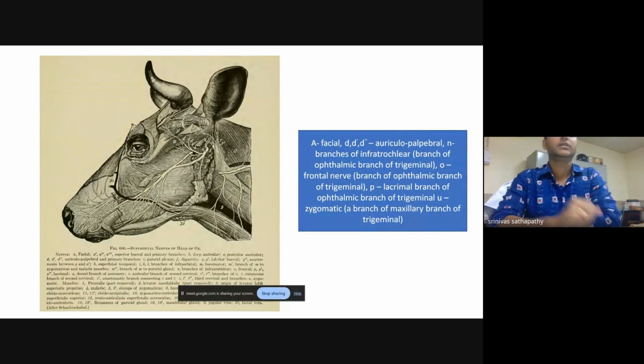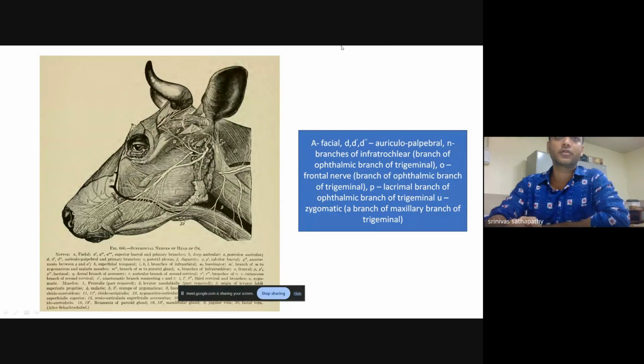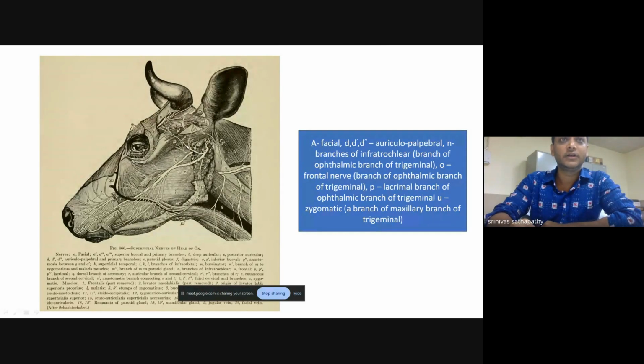Now if you see the sites before going to the nerve block, you can see this one, D1, this is the auriculopalpebral nerve. The upper one you can see O, N, O, these are all branches of the trigeminal, whereas this one, D double prime, which is going here, is the auriculopalpebral nerve, which is a branch of facial. The lower one which is coming is also a branch of the trigeminal.